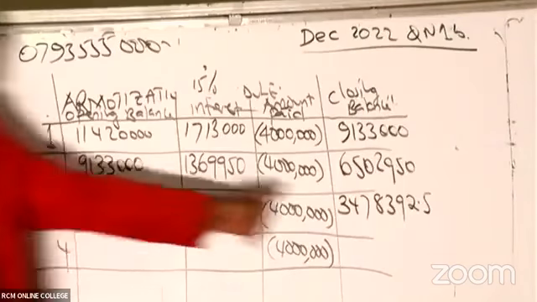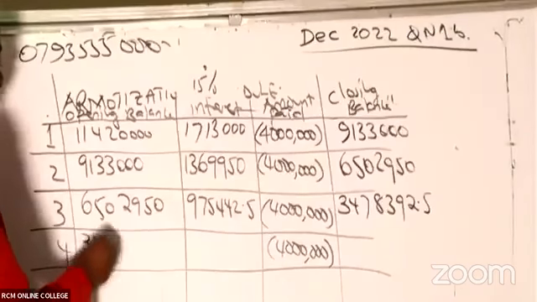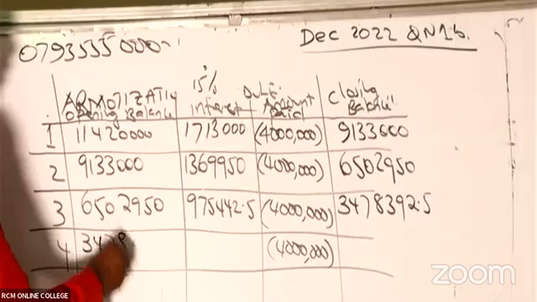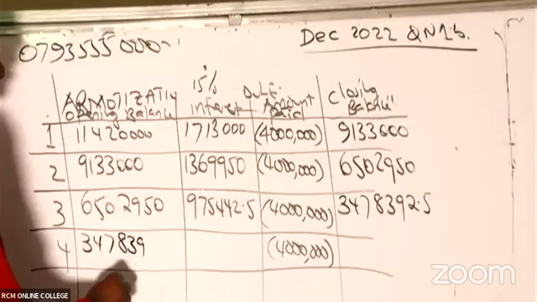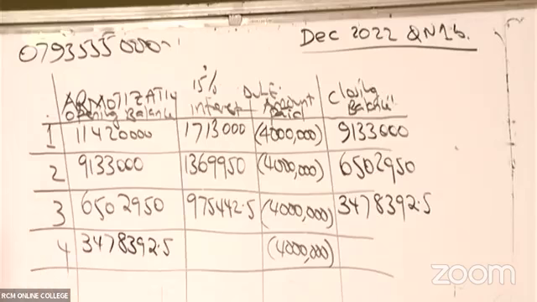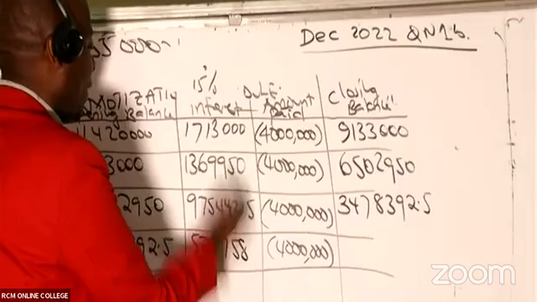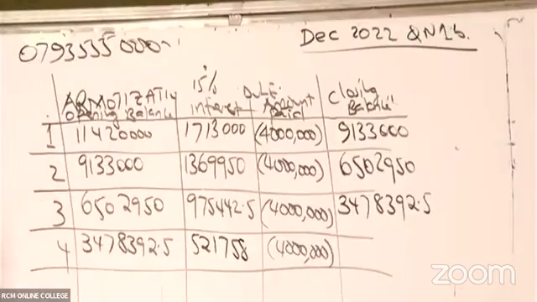So this is the figure that you're bringing here. So we have here 347,839.2.5. Please give me the interest here. According to Betty Kanana, it's 521,758.